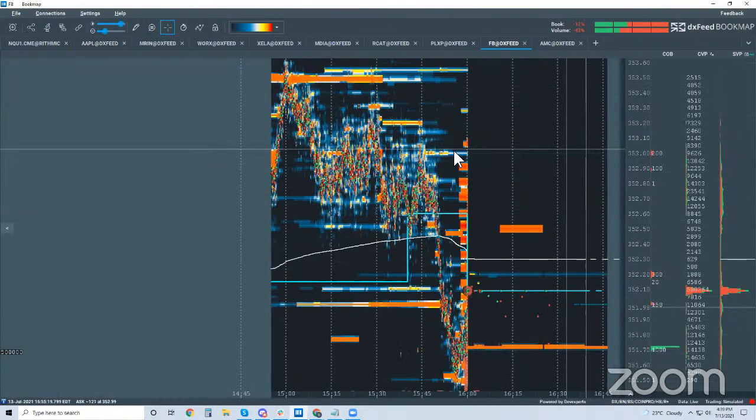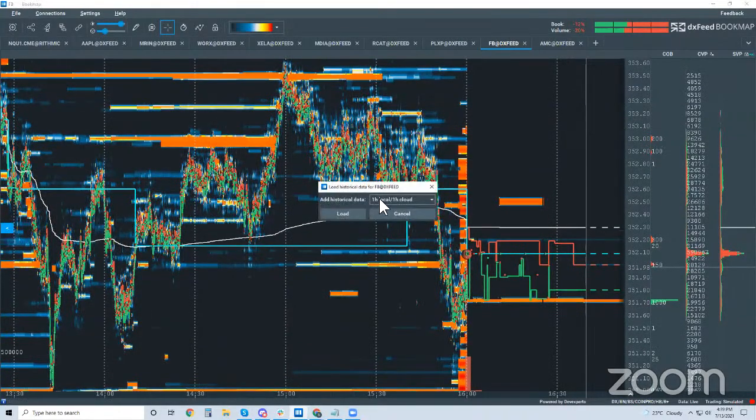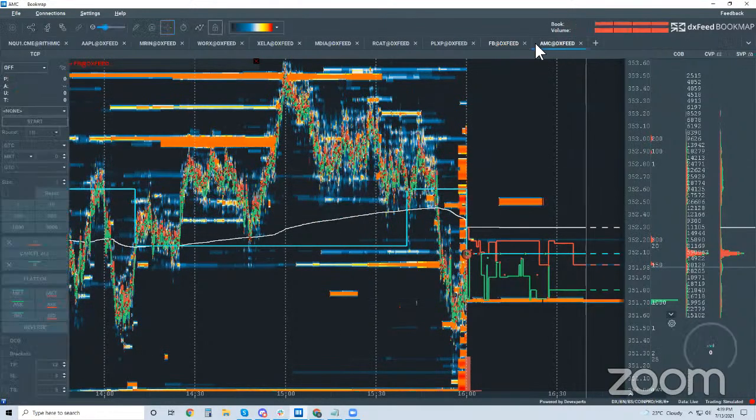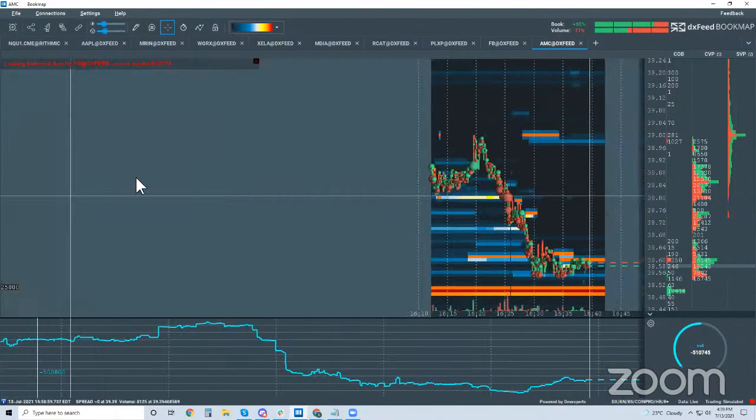Let's take a look at Facebook here. Let's zoom out a bit. I can zoom out here and add a little more data so we get the entire day. Same with AMC.